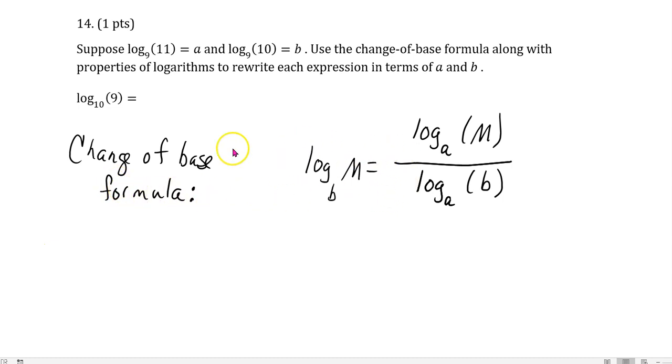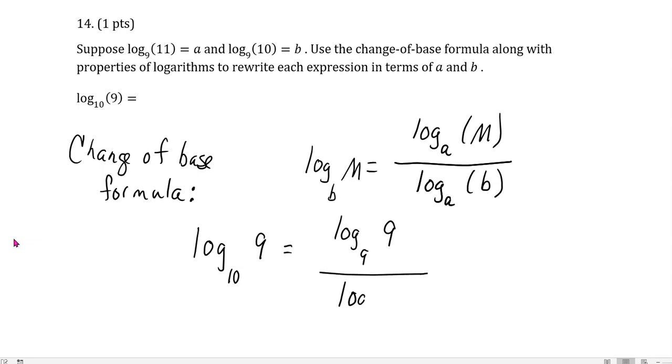Now that we have the change of base formula rewritten, let's see how we can use these expressions to rewrite this problem here. Since these are both 9 as the base, let's convert this log base 10 of 9 into a base of 9. That means that I can rewrite log base 10 of 9 as instead the log base 9 of 9, where 9 is the original answer part and 9 is the new base, divided by the log base 9 again of the original base, which was originally 10.